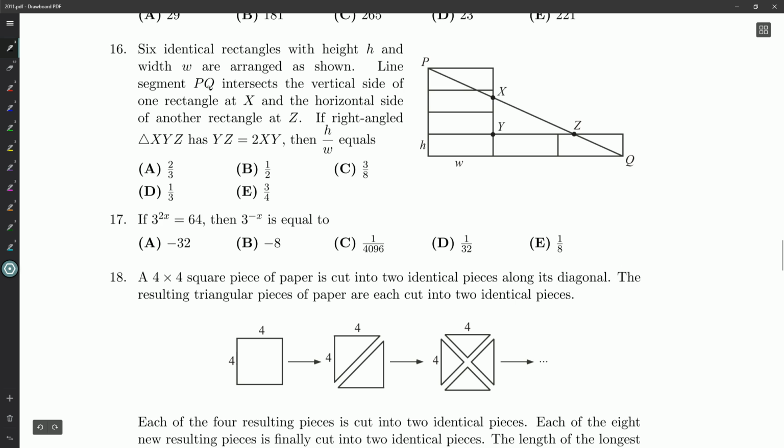Thank you for joining me for question number 17 on our 2011 Grade 11 Fermat contest. If 3 to the 2x is 64, then 3 to the minus x is equal to.